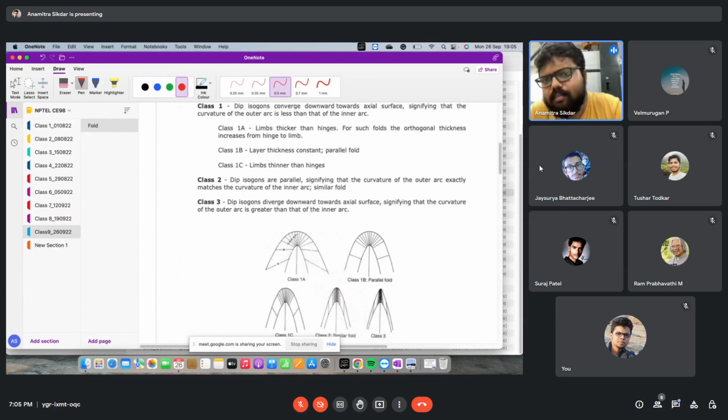And so mostly in these cases you can see the curvature of the extrados and the intrados is the same in case of parallel fold. In all the class 1A, 1B and 1C folds, the inward curvature is higher than the outward curvature, right? But in case of class 3 fold, the outward curvature will be more than the inward curvature, right? Yeah.